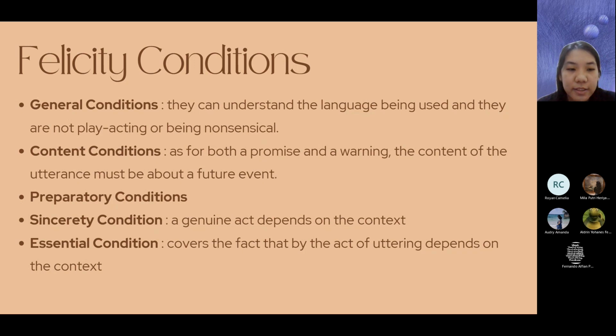Then the sincerity conditions. It is a genuine act that depends on the context and the essential conditions. It covers the fact that the act of uttering depends on the context. And yes, that's all from me. Next will be presented by the next person.